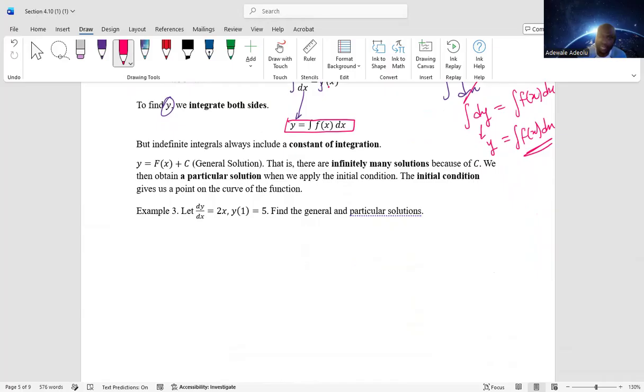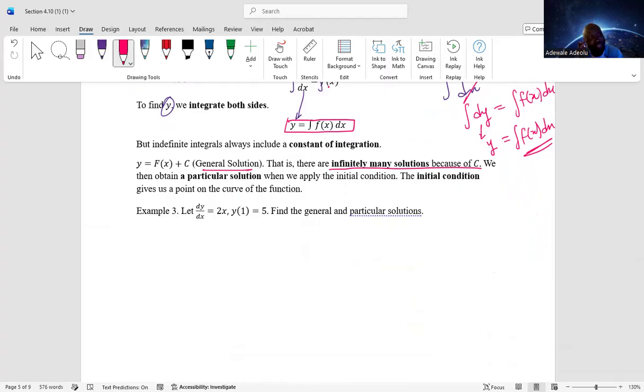And what does that mean? Like I said the other time, it is called general solution. That is, there are infinitely many solutions because of that constant. Now, it is possible that we are just interested in a particular situation. So we call that solution we have in that case a particular solution.